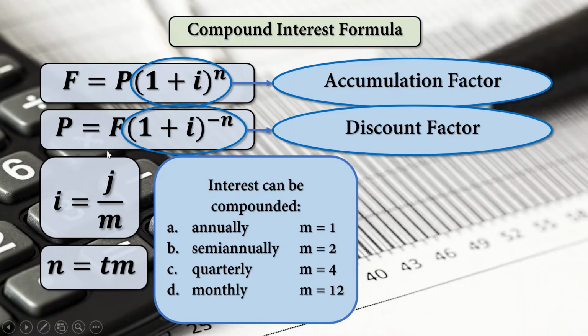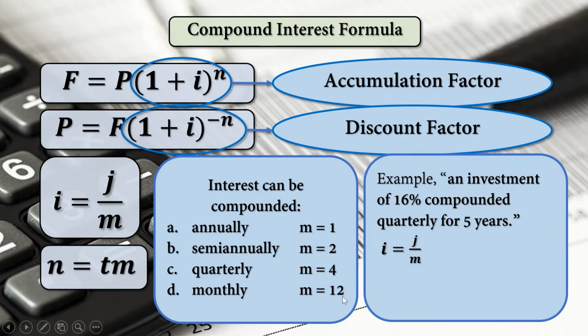Okay, these are the values for m or the frequency of conversion. Interest can be compounded annually, semi-annually, quarterly, and monthly. When we say annually, our m is equal to 1, semi-annually m is equal to 2, quarterly m is equal to 4, and monthly m is equal to 12. So balikan natin lang yung isang taon. When we say annual kasi 1 year yan, semi-annual ito dalawa sa isang taon. Okay, quarterly, quarter means 4 parts, and monthly of course 12 months in 1 year.